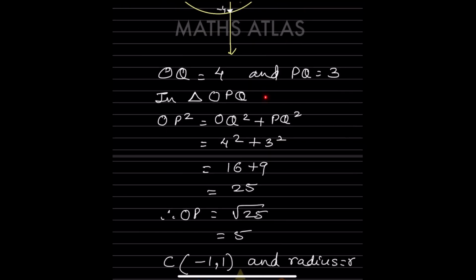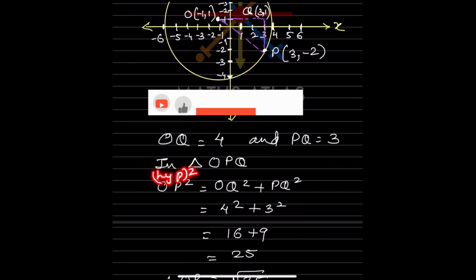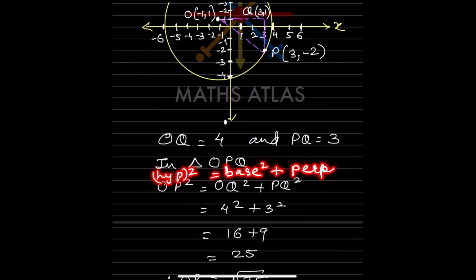So what we can write here in triangle OPQ, OP square is equal to, because this is the hypotenuse, hypotenuse square is equal to base square plus perpendicular square, or we can also write the height. So hypotenuse square is base square plus perpendicular square, that is the Pythagoras theorem. So what is this one? The base is OQ square plus this is PQ square.